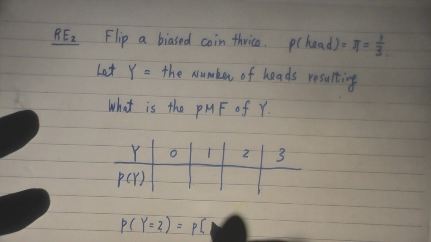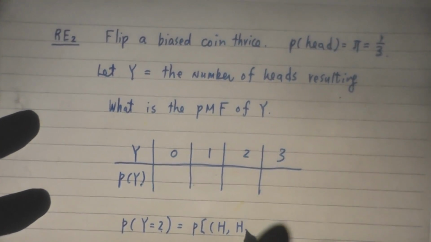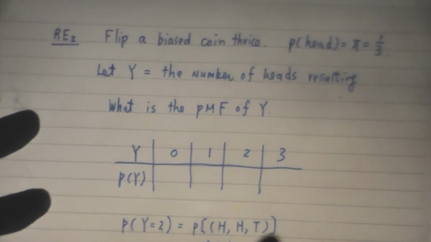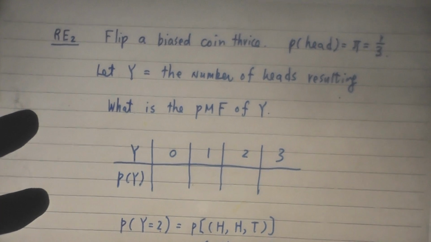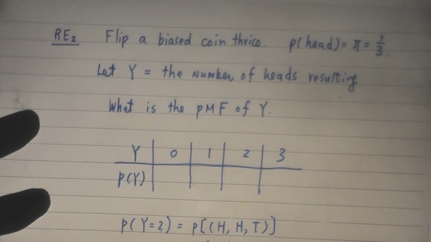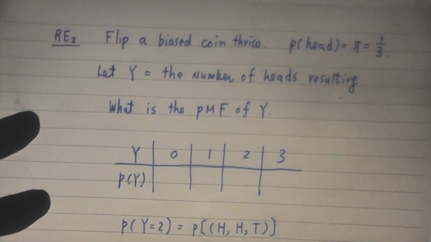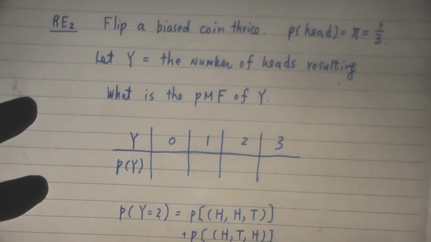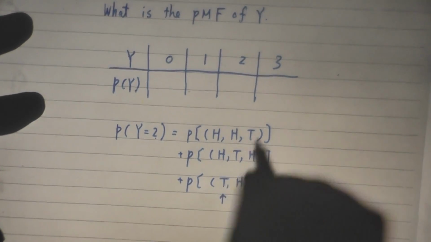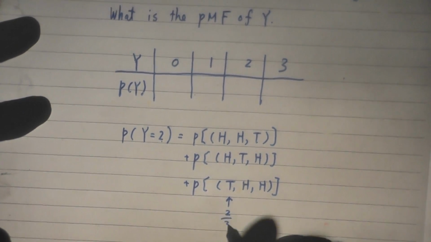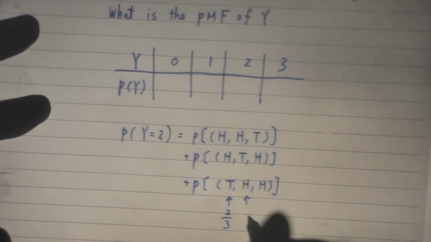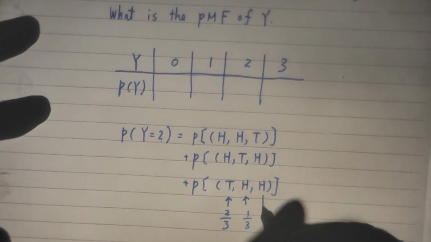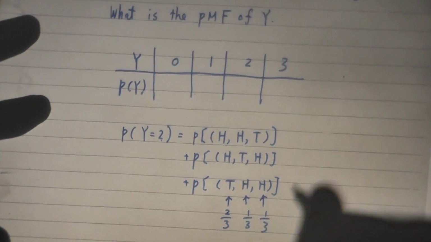This is probability that we see head, head, tail. Or we see head, tail, head. Or we see tail, head, head. Now, in this case, getting a tail, the chance is 2/3. Because getting a head is 1/3, and 1 minus 1/3 is 2/3. It's the complement. So this one is also 1/3.